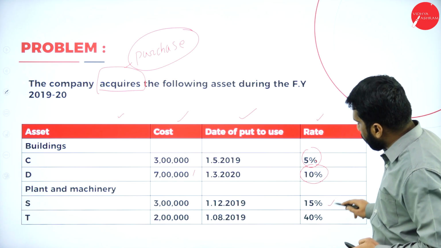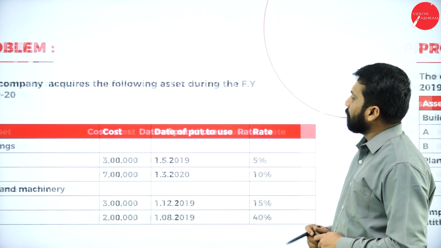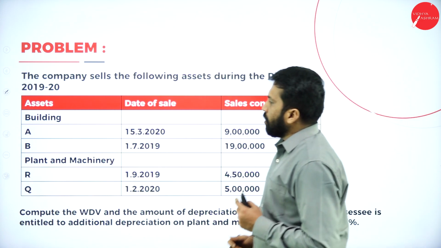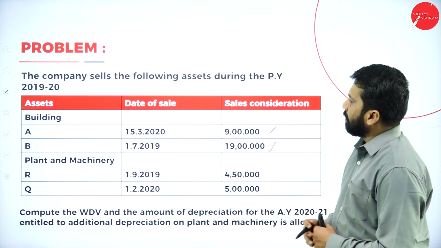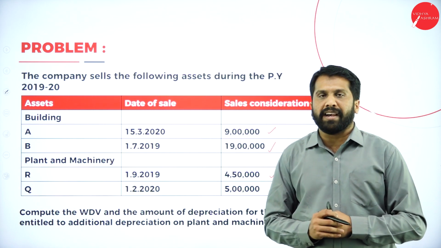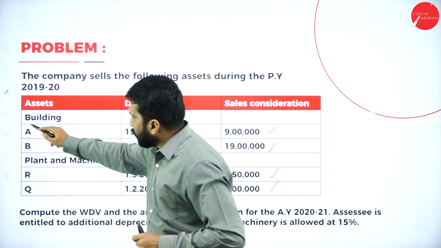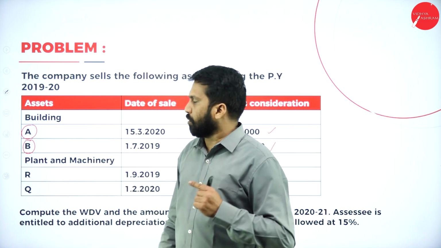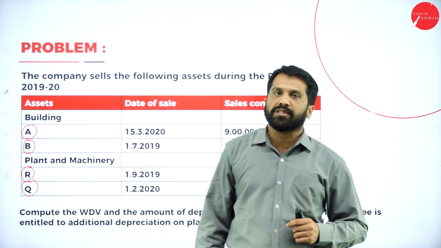Machinery, you have 15% and 40%. These are the purchases. And the next category will be all the sales. You have building, there is a sale 9 lakh and 19 lakh. And plant and machinery, there is a sale 4 lakh 50 and 5 lakh. Clear? For building, they have specifically mentioned which building is sold. Building A is sold. Building B is sold. Plant R is sold. Plant Q is sold.